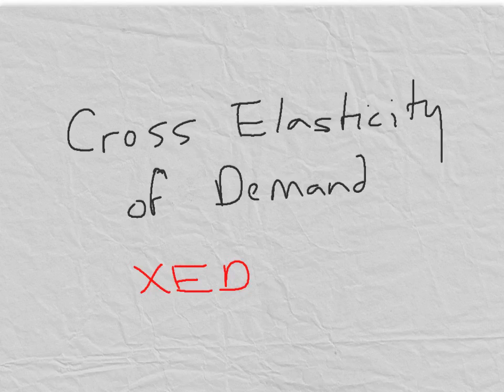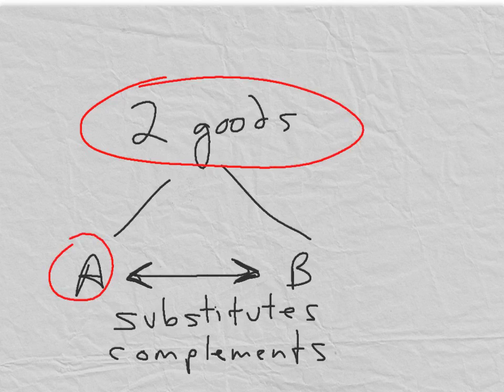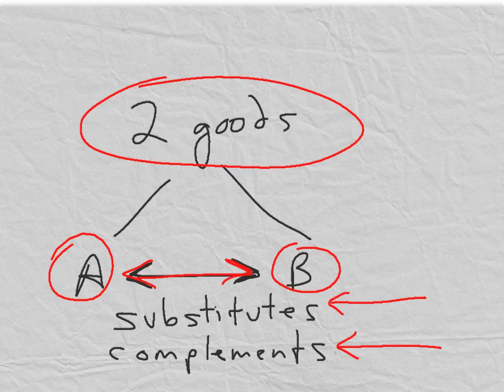This is a presentation about cross-elasticity of demand. The cross-elasticity of demand is the only elasticity in the syllabus that involves two goods. We can call them good A and good B. Now these two goods have to have a relationship with each other for there to be a cross-elasticity. They can either be related as substitutes of each other or as complements.